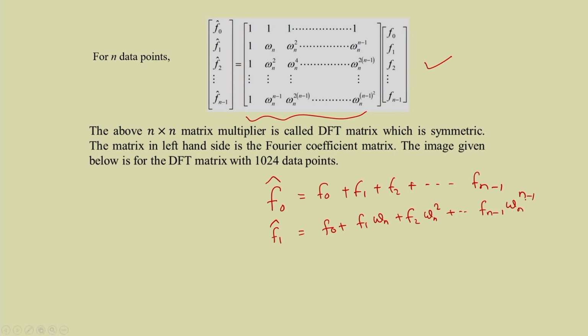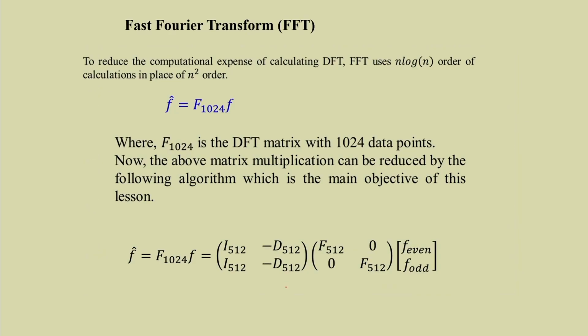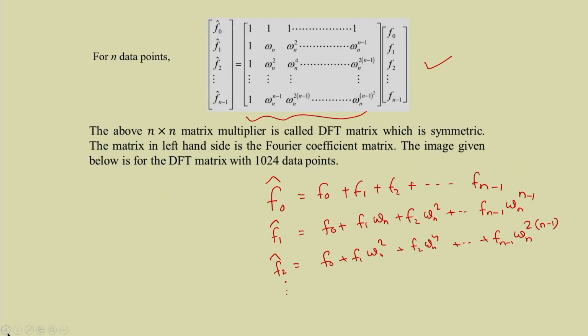Similarly, if you find F2, this again becomes F0 plus F1 omega n square, then plus F2 omega n fourth. So, this way you can find up to F n minus 1 omega n. So, it is 2 times n minus 1.